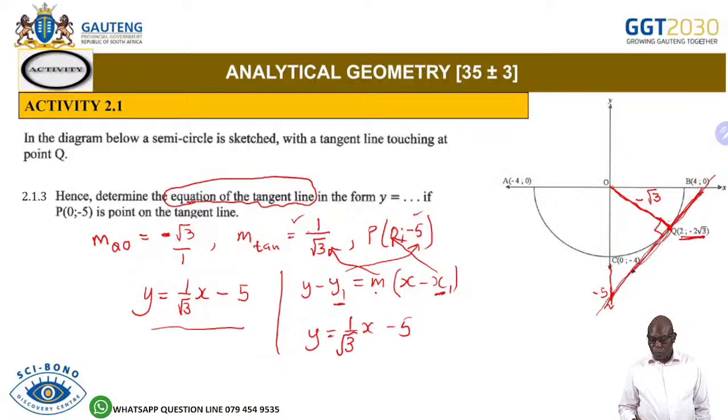So they might have used that other point here. They can use any other point as long as that point is on the tangent. Because even if we use this point, we still get the same answer here. Okay, right.